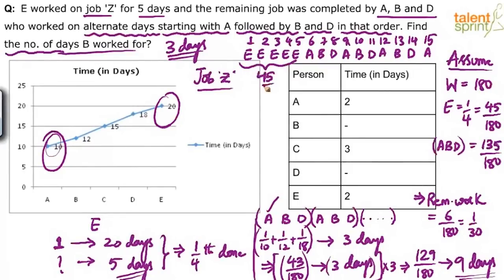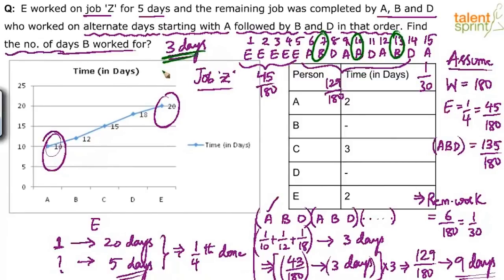So how much is getting over in these 5 days? 45 by 180 is over. In every set of 3 days, we are finishing 43 by 180. So in 9 days, we'll finish 129 by 180. On the 15th day, A will come and finish the work. Actually, he will not take the full day. He will take only 1/3 of the day and finish the remaining work, 1 by 30th of the work. So how many times did B work? B came on the 7th day, the 10th day, and the 13th day. Only 3 days. So that is the reason our answer here is 3 days.